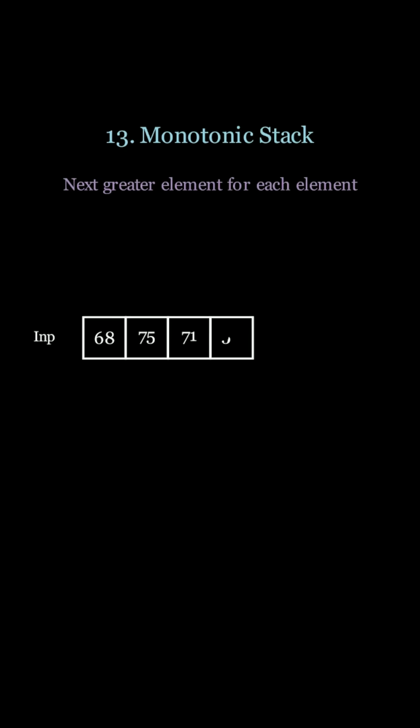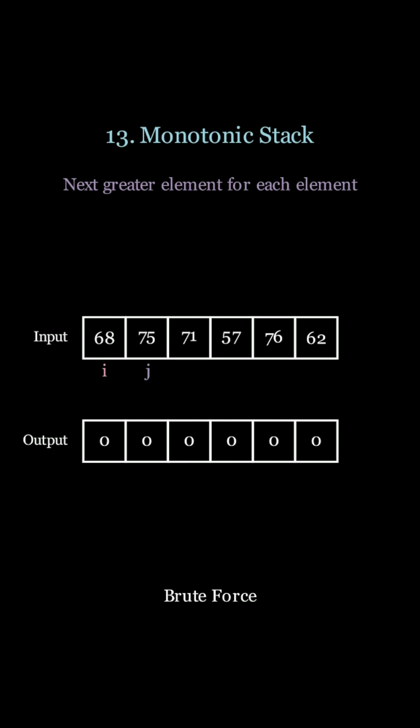Let's take a look at an example of why this is useful. If I want to find the next greater element for each element in an array, I need to use a double for loop, which requires an O of n squared time complexity. Can we do better instead of having these redundant calculations? So let's take a look at the monotonic stack.